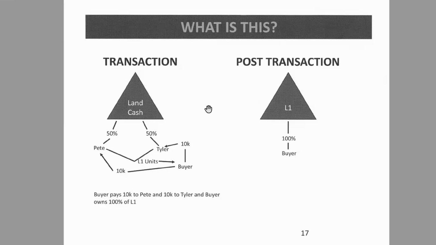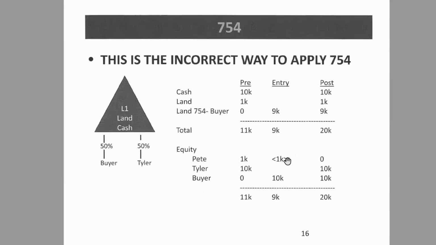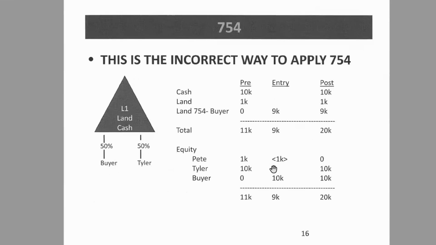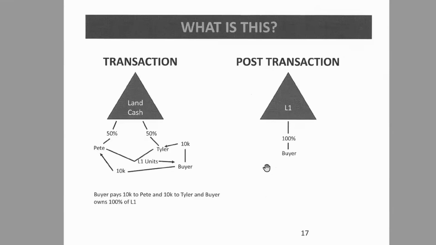What's inside of L1 is cash and land. So land and cash is owned by L1. Pete owns 50%, Tyler owns 50%. Buyer purchases Tyler's units and Pete's units for $10,000, and now buyer owns 100%. So, does that look exactly the same or different than Pete selling his units to buyer, and then buyer and Tyler are partners? Is that the same as Pete and Tyler selling their units and buyer owning 100%? Is that the same?